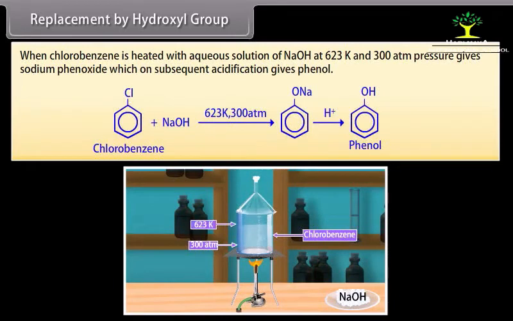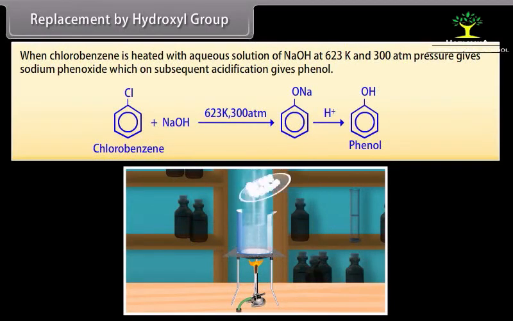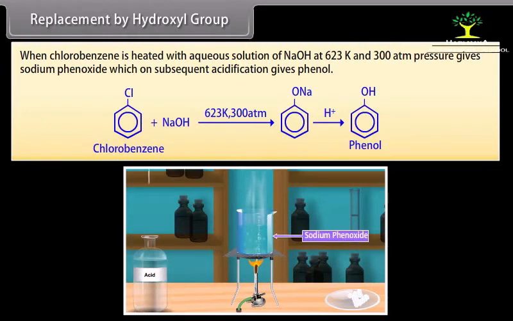Replacement by hydroxyl group. When chlorobenzene is heated with an aqueous solution of NaOH at 623 Kelvin and 300 atmospheric pressure, it gives sodium phenoxide, which on subsequent acidification gives phenol.